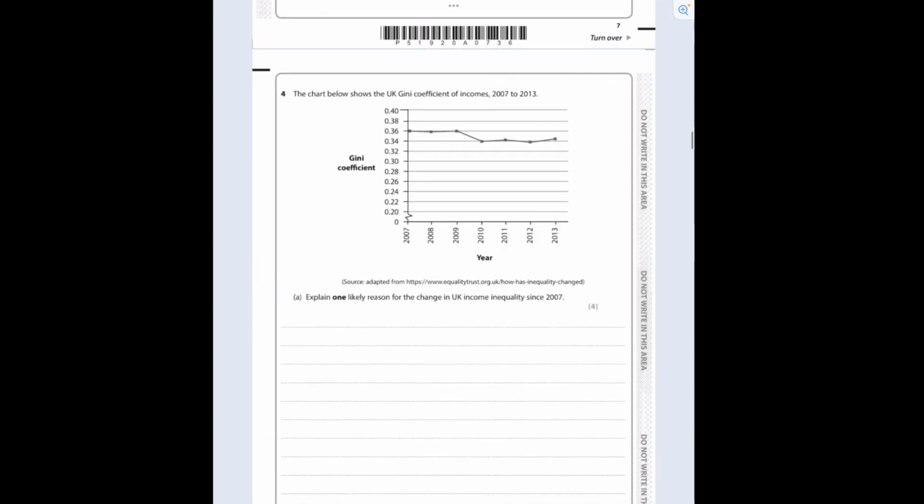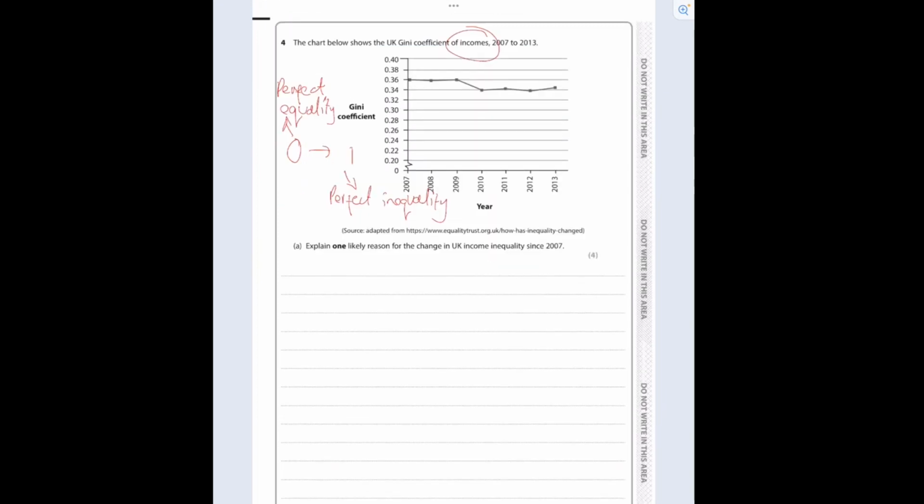Oh, the Gini coefficient. Okay, so it's measured from 0 to 1. 0 is perfect equality. 1 is perfect inequality, as in one person has all of the income or wealth of a nation. This is of incomes, so it's measuring incomes. Explain the reason for the change in UK income inequality since 2007? So it's just decreased over that time period.